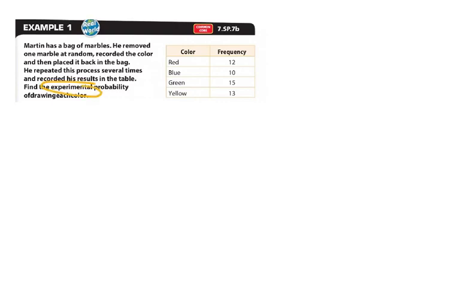Now, when it comes to experimental probability, we don't need to know how many of each there were. We don't need to know how many are actually in the bag total. But what we do need to know is how many times it happened overall. So the first thing to do is to add all these together. And if we do that, 12 plus 10 plus 15 plus 13, that gives us a total of 50. So it wants us to find the experimental probability of each one of them.